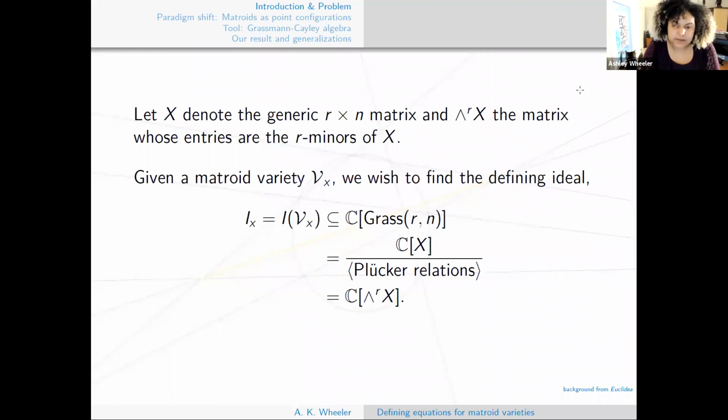So we wish to find the defining ideal of a matroid variety V_X. I've called it I_X, and it's an ideal in the homogeneous coordinate ring for the Grassmannian, which you can also think of as the polynomial ring over the entries of X modulo Plücker relations. Or you can think of it as the C-algebra generated by these r by r minors of the generic matrix. And you'll see why I like to think of the ring in this way, as generated by minors.